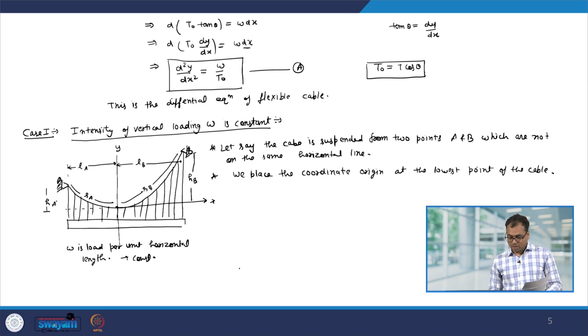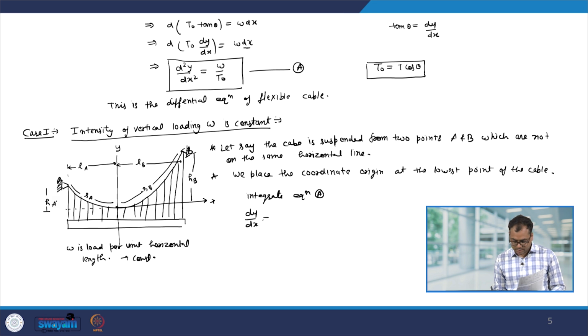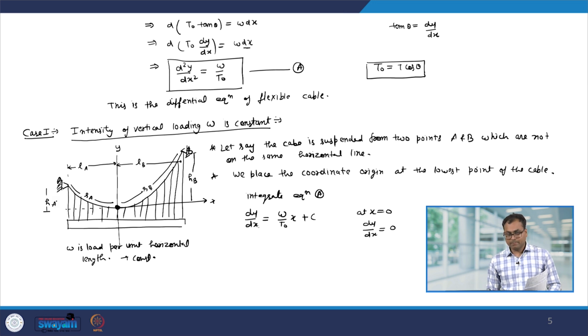So, to find out the equation of the cable, let us integrate equation A. So, we have dy by dx equal to W over T naught x plus a constant C. Now, this constant C we can determine from the boundary condition. For example, you can see that at x equal to 0, that means at this point, dy by dx or the slope is 0. So, if we put it back over here, then we immediately get C equal to 0. So, therefore, we have dy by dx equal to Wx over T naught.